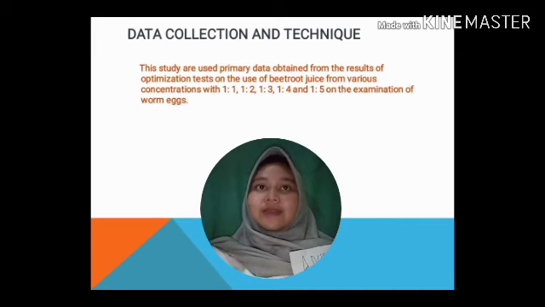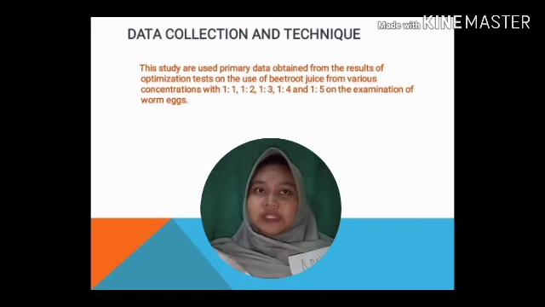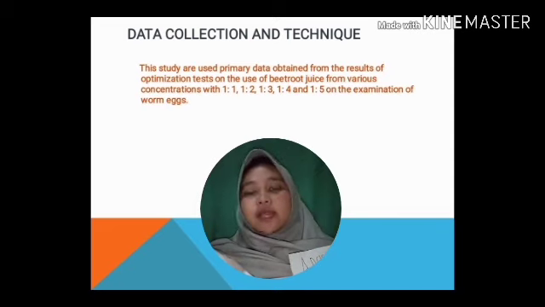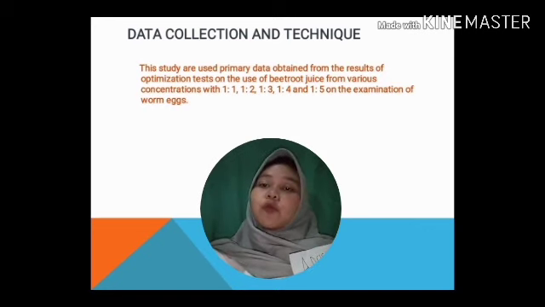Data collection technique. This study uses primary data obtained from the results of optimization tests on the use of beetroot juice in various concentrations, 1/1, 1/2, 1/3, 1/4, and 1/5, on the examination of worm eggs.